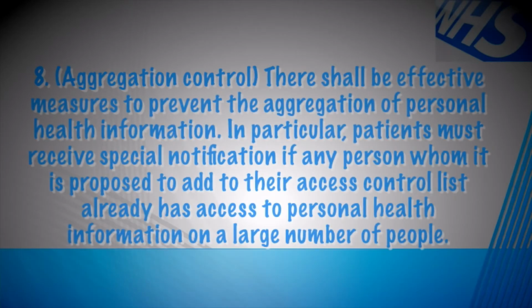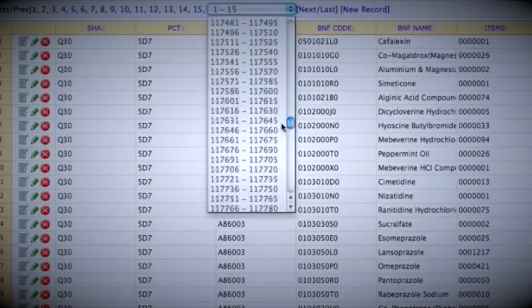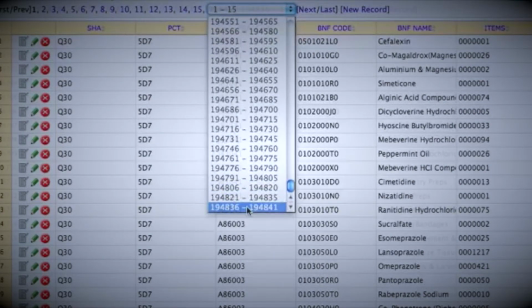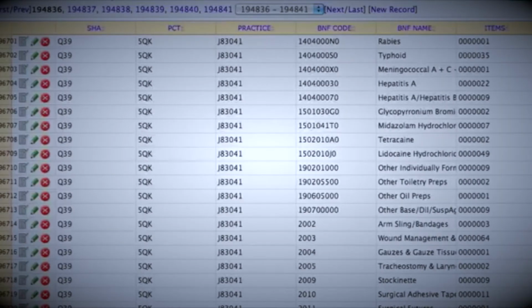Aggregation control. Suppose a clinician is added to the access control list of millions of patients. This may make the clinician vulnerable to inducements or threats from illegal information brokers. Patients should be aware of such threats to their personal information, so it is important for them to be notified.